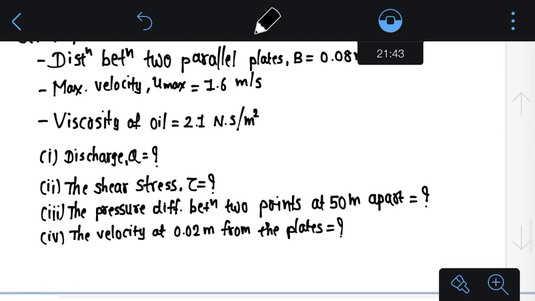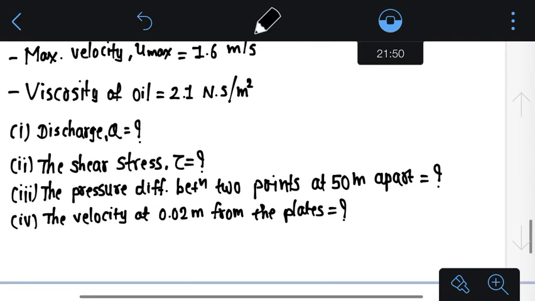So the four objectives are: first, we have to compute discharge; second, we have to compute shear stress tau; also, we have to calculate the pressure difference between 2 points 50 meter apart. Let's say the 2 points are located 50 meter apart, from the first point to another point, what would be the pressure difference or pressure drop.